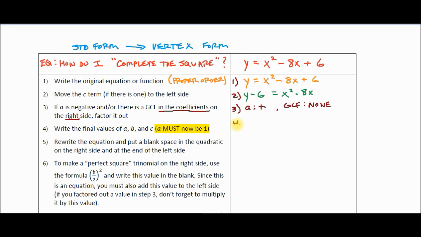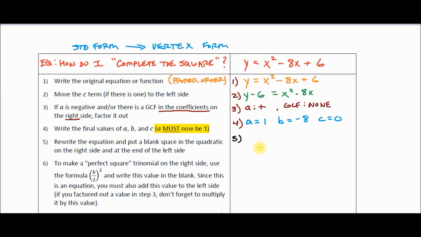Step number 4, write the final values of A, B, and C. Now class, again, we're only looking at the right side of the equation. So our A value is equal to 1. Our B value is negative 8. At this point, we should never have a C value because we've already moved it over. C value is 0. Now notice what step 4 says: A must now be 1. In this case, A was 1, so we're good to move on. Step number 5.